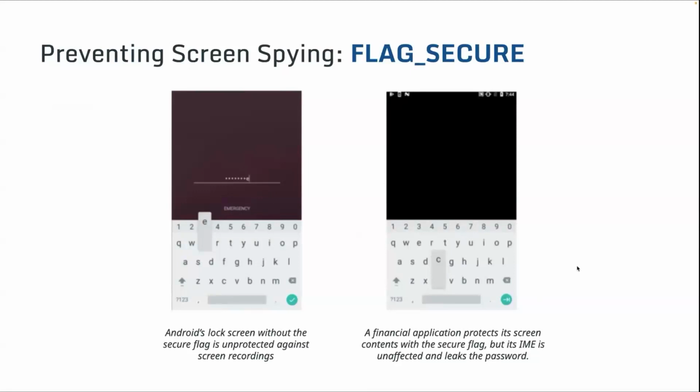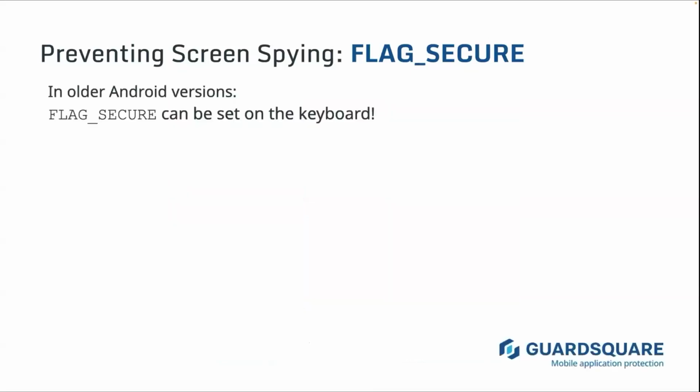Sometimes we can also see the cursor, so we can know what's written where. So yeah, this doesn't occur for more modern Android versions, but how would we also like to protect other devices, right? So one thing we can do is actually set FLAG_SECURE on a dedicated keyboard that we embed in our application.